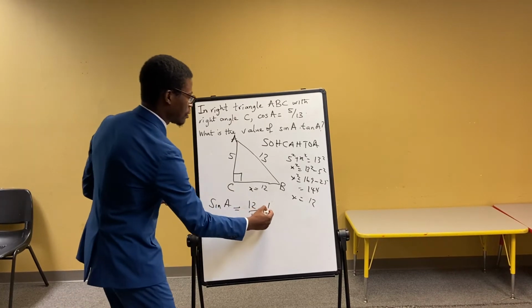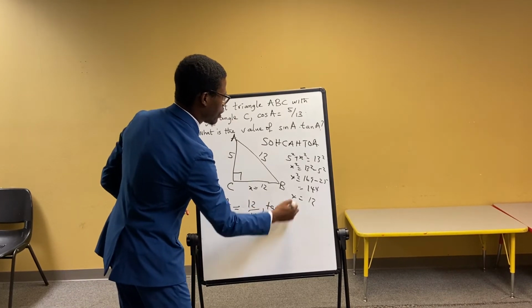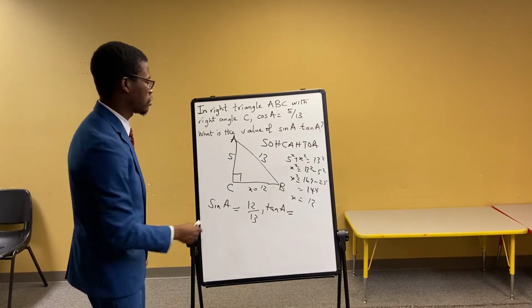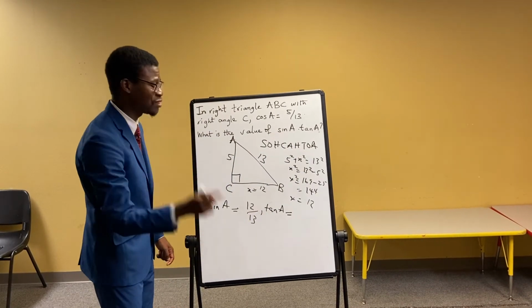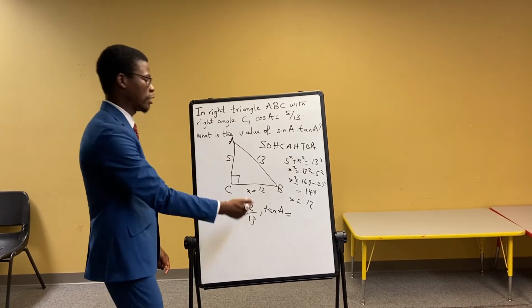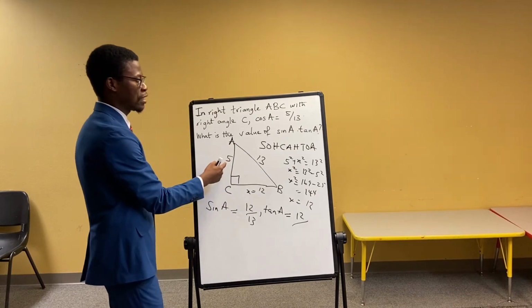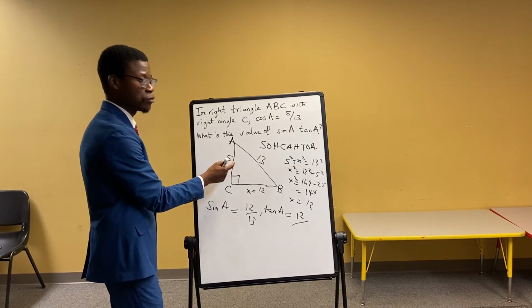Then what is tan A? Tan of A is what? Using our formula, opposite over adjacent. So what is the opposite? 12. Remember, the opposite is the side facing the angle. What is the adjacent? The adjacent is the other side that is not the hypotenuse and it's not facing the angle, which is 5.